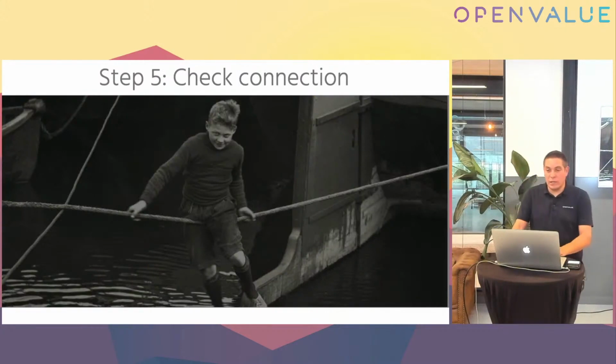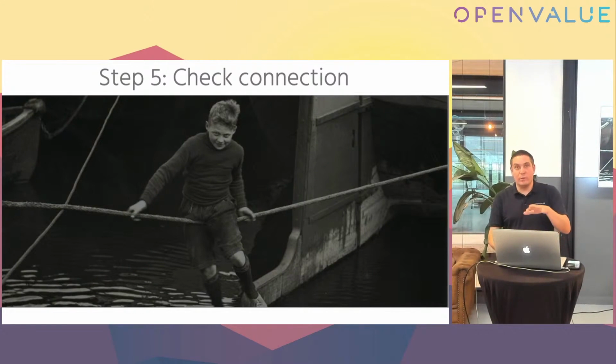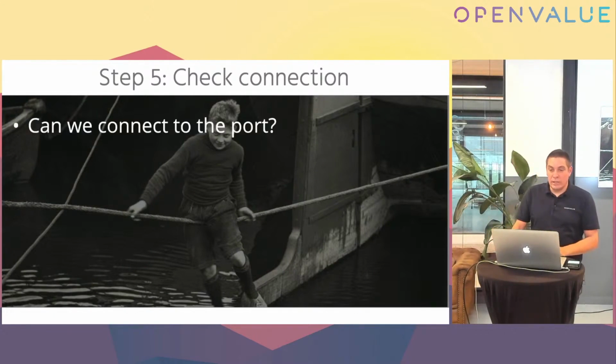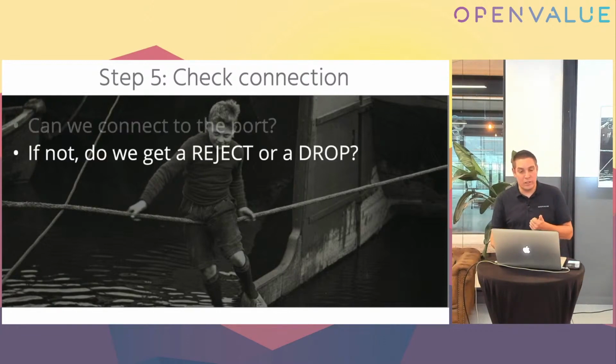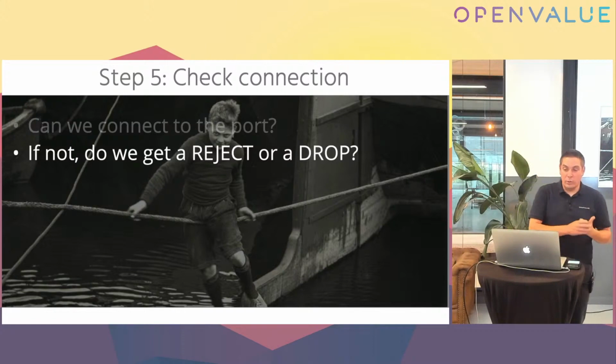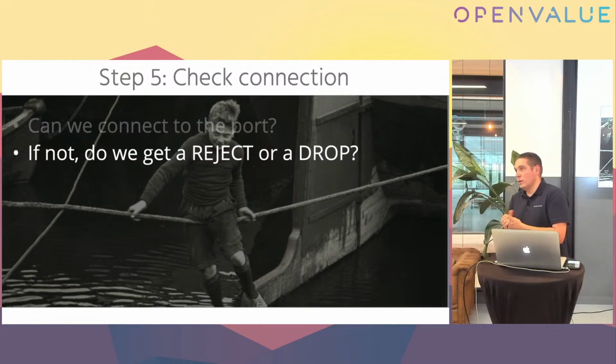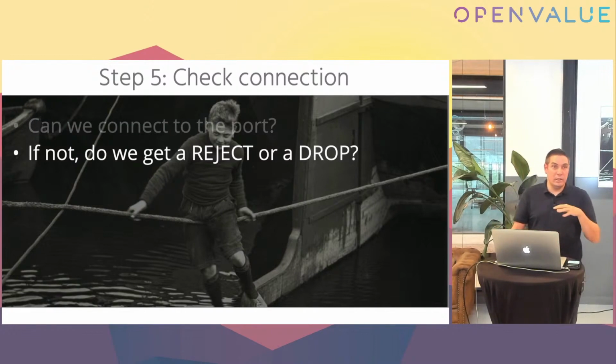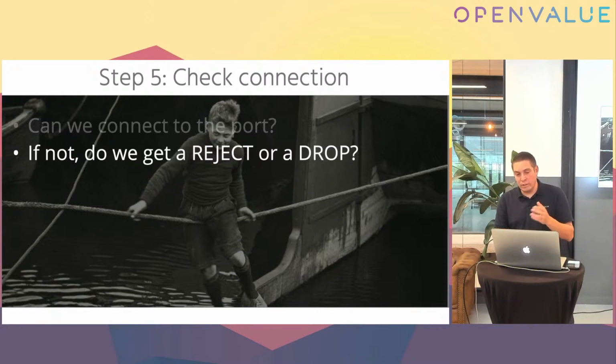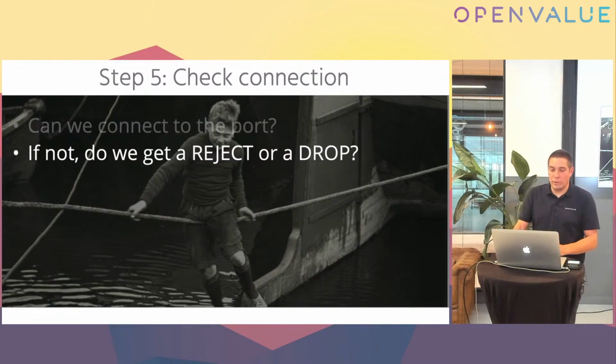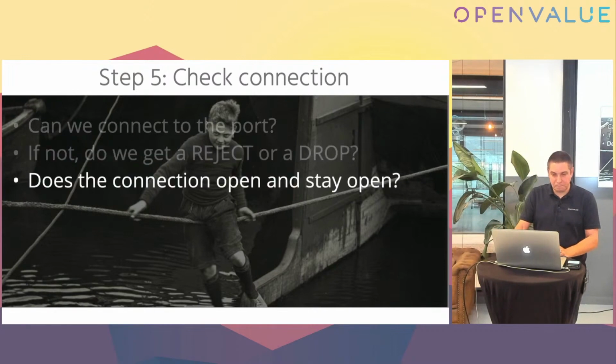So the next step is to check whether we can actually make a connection. So now we know that there's a valid route on a network level, we can connect to the target machine. Now let's see if we can connect to the actual port that we're trying to reach. So can we connect using typically a TCP connection? If we cannot connect, do we get a reject or a drop? So reject is where the firewall actively rejects the connection. So you typically get a connection refused, or there's nothing running, there's no firewall. A drop silently drops your packet. So then the connection won't build up. We'll see this in a bit.